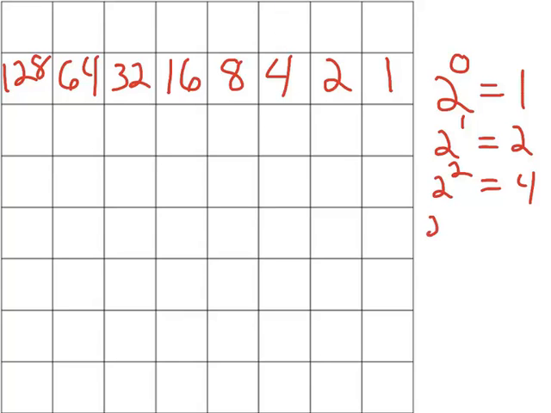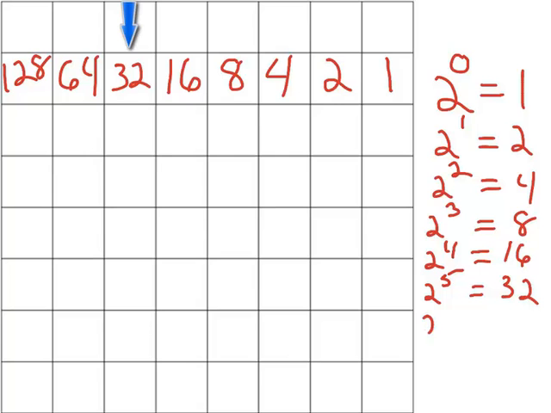2 raised to 3 equals 8. 2 raised to 4 equals 16. 2 raised to 5 equals 32. 2 raised to 6 equals 64. And last, 2 raised to 7 equals 128.